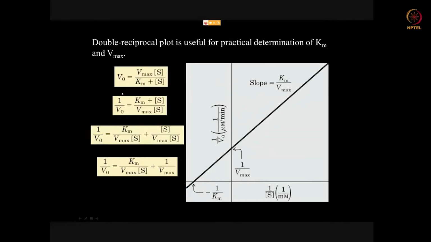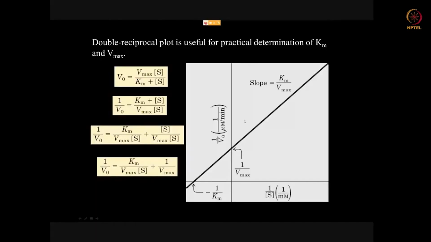So you take a reciprocal, so 1 by V0 will become Km plus S divided by Vmax. Now, if you split this up, it becomes Km by Vmax S plus S by this, so this cancels, then it becomes 1 by Vmax. So this becomes like the equation for a straight line, y equals mx plus c. So this is constant, this is c, Km by Vmax will be m, and 1 by S will be the x. So y equals mx plus c, that's the equation for a straight line.